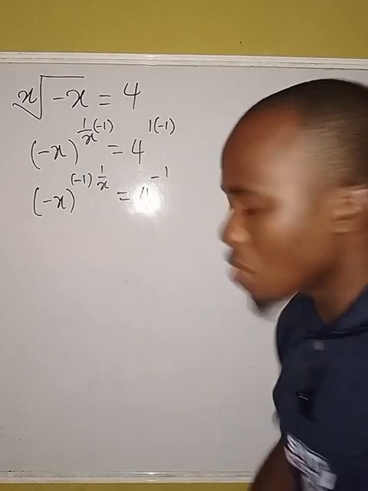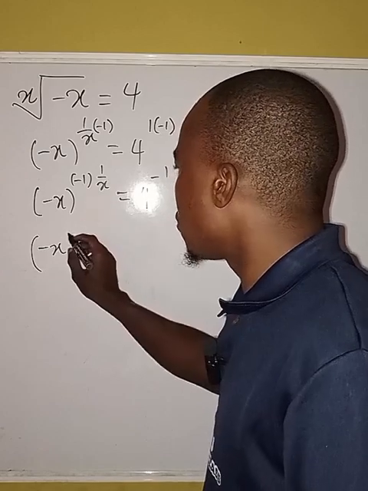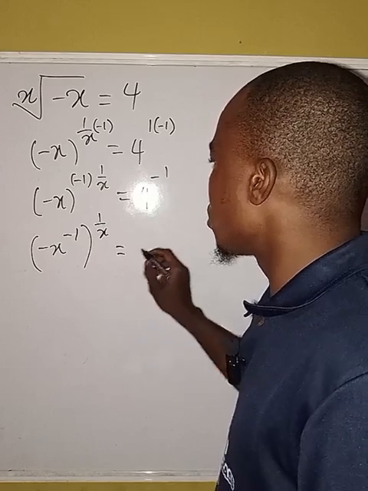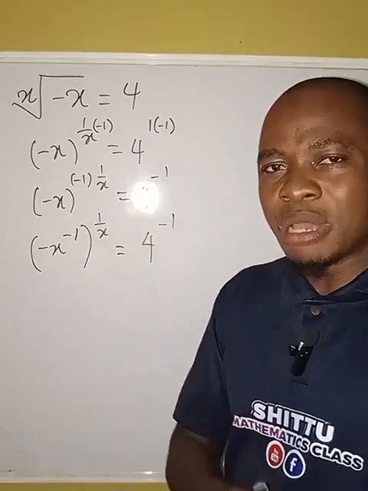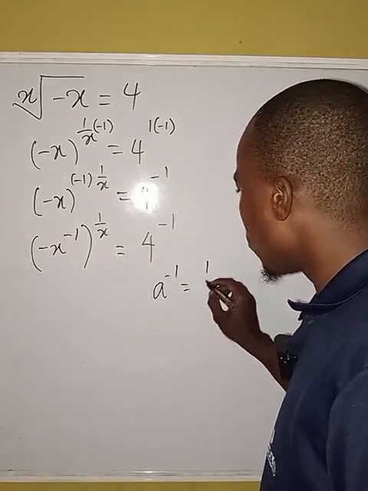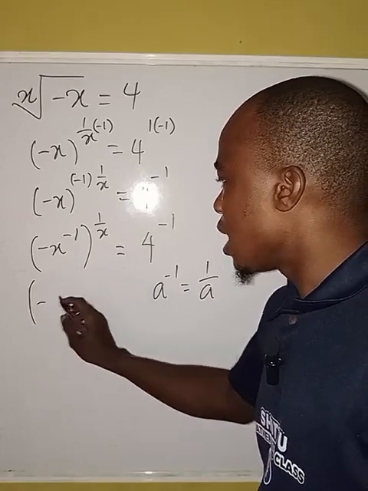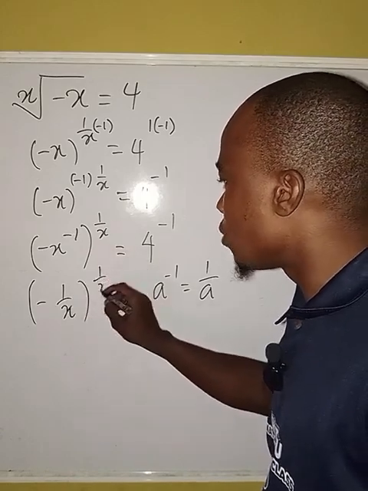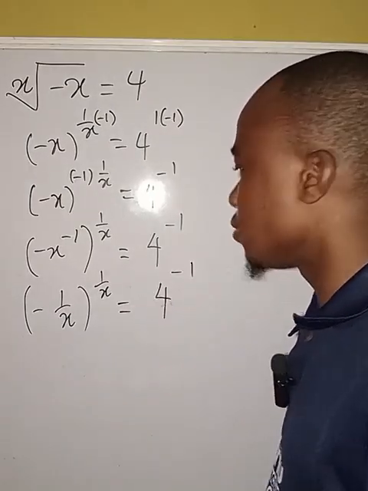So now from there, I'm going to have this to be minus x, then to the power of minus 1, this minus 1 here, then to the power of 1 over x equals 4 to the power of minus 1. Are you getting what I'm doing? So now from there, we should also remember that from the law of indices, when you have something like a to the power of minus 1, this is going to give us 1 over a, right? So I'm going to rewrite this like that. Minus x to the power of minus 1 is going to be 1 over minus x, then to the power of 1 over x, equals, now here we have 4 to the power of minus 1.